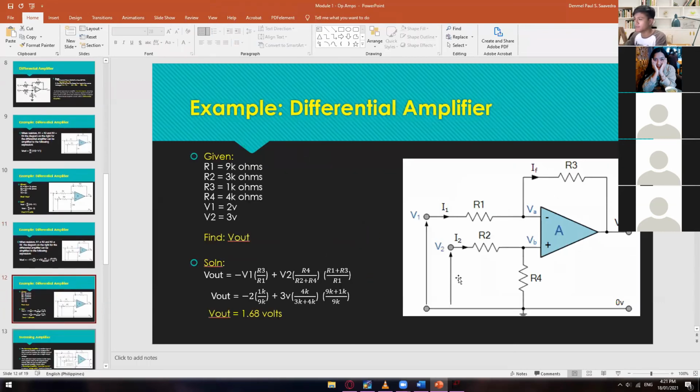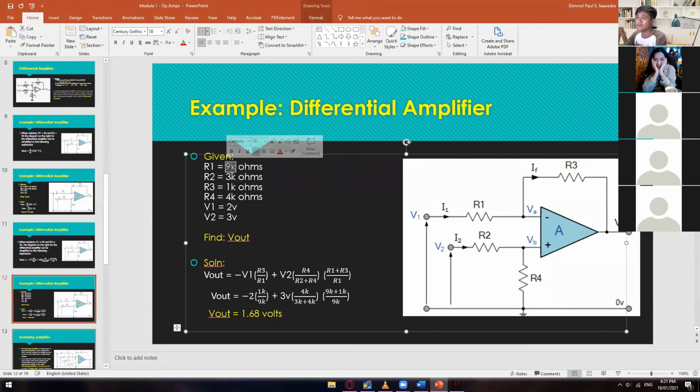So let's have an example for this one. In here, I've just set different random values. We have 9K for R1, 3K for R2, R3 is 1K, and R4 is 4K. Same input voltages, which are 2 volts and then 3 volts, and same question: find V out. So all we need to do is get that formula and replace the corresponding values. Once you have calculated the final result, you will arrive at 1.68 volts.